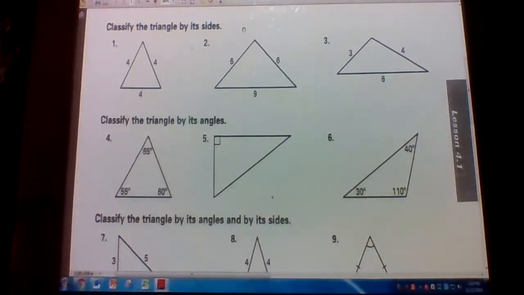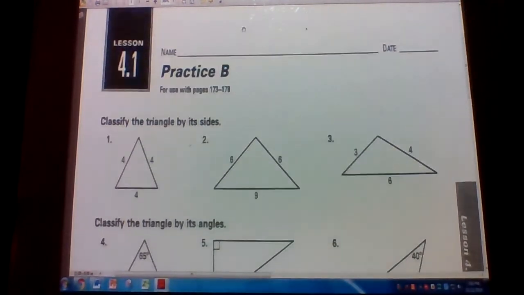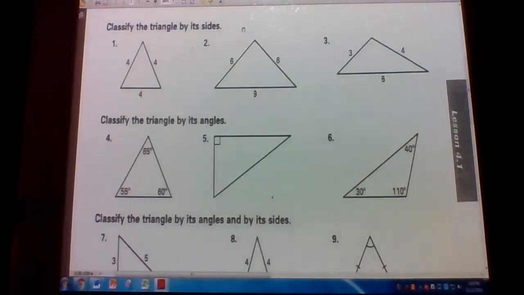Okay, this was the assignment on classifying triangles, and then on the back was the congruent triangles. So it said 4-1, practice B. It was just classifying triangles. So we have to classify by their sides and then by their angles.